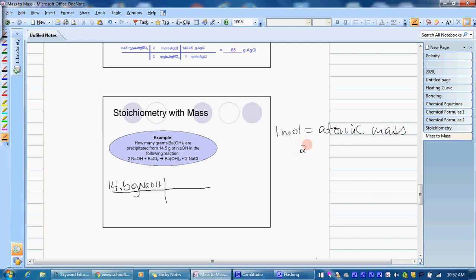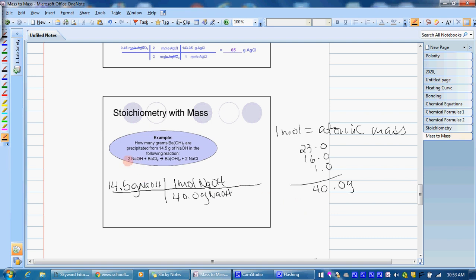So sodium weighs 23, oxygen weighs 16, hydrogen weighs 1, and these are all 0.0. So when we add that up, we get 40.0 grams. So we know for 40.0 grams, we have 1 mole, and this is for NaOH. We go back up to our problem. We want to know how many grams of barium hydroxide. So that means we're transferring from one substance to another substance. So we have to go to our balanced equation to get our second conversion factor.